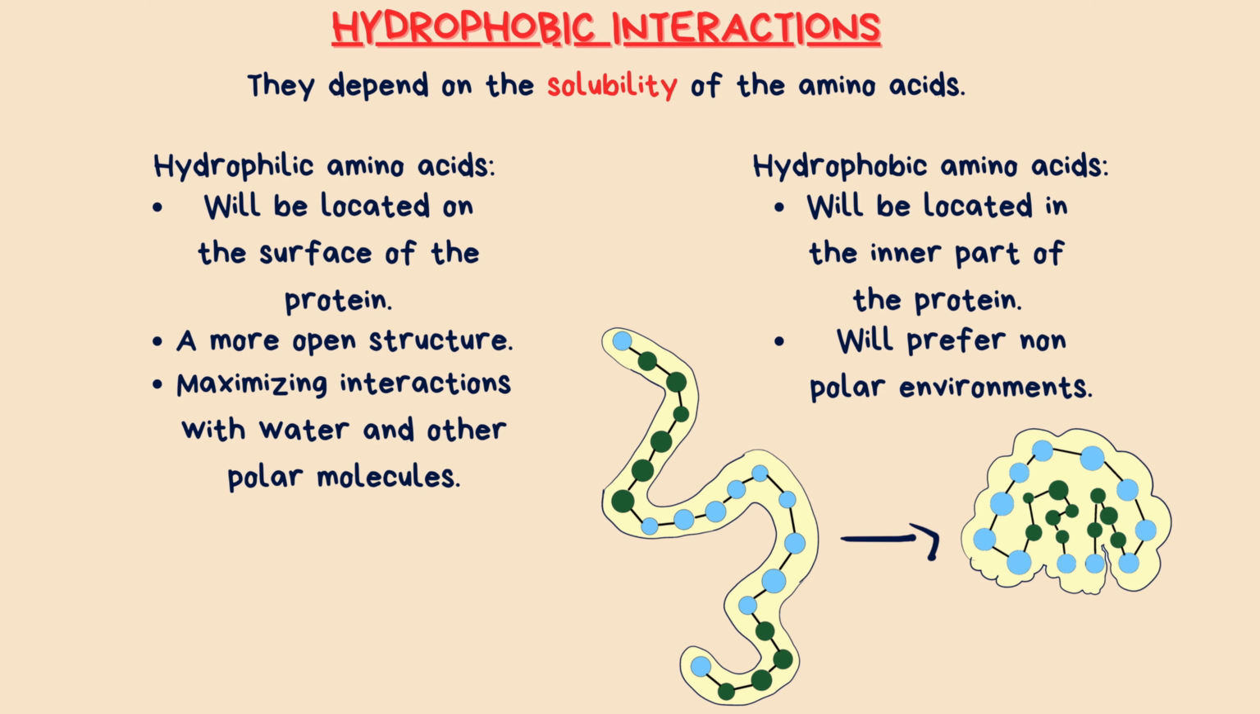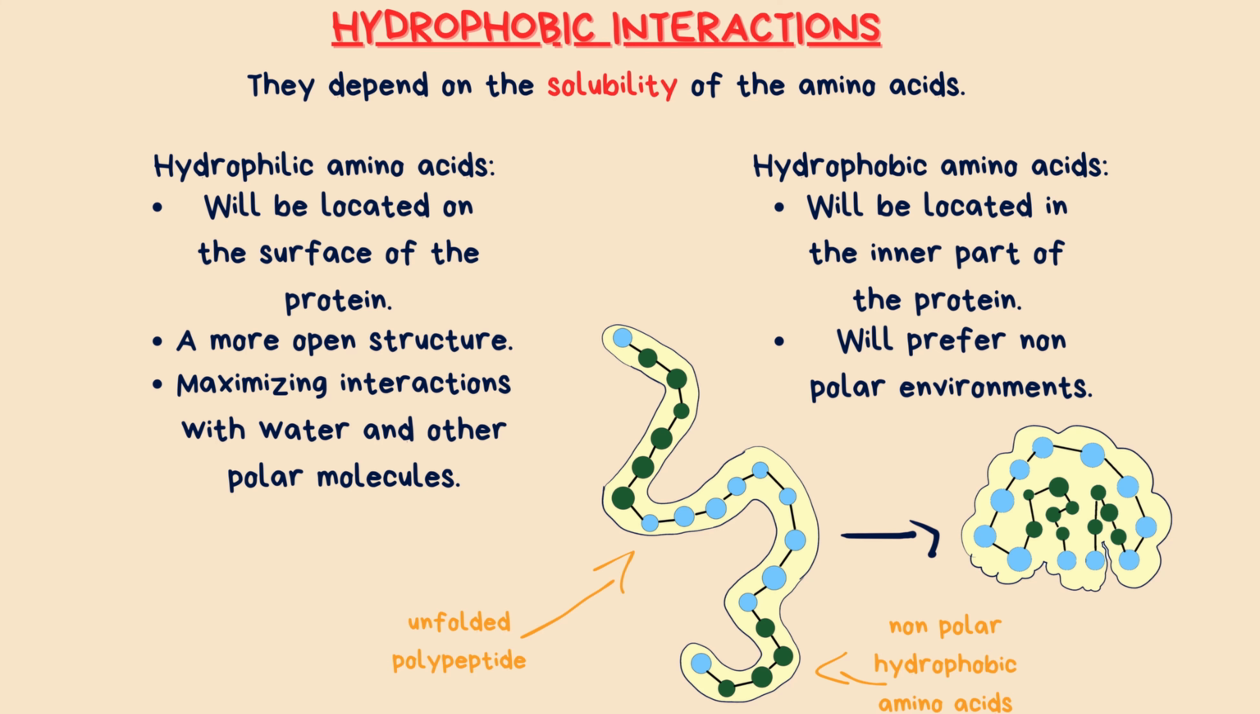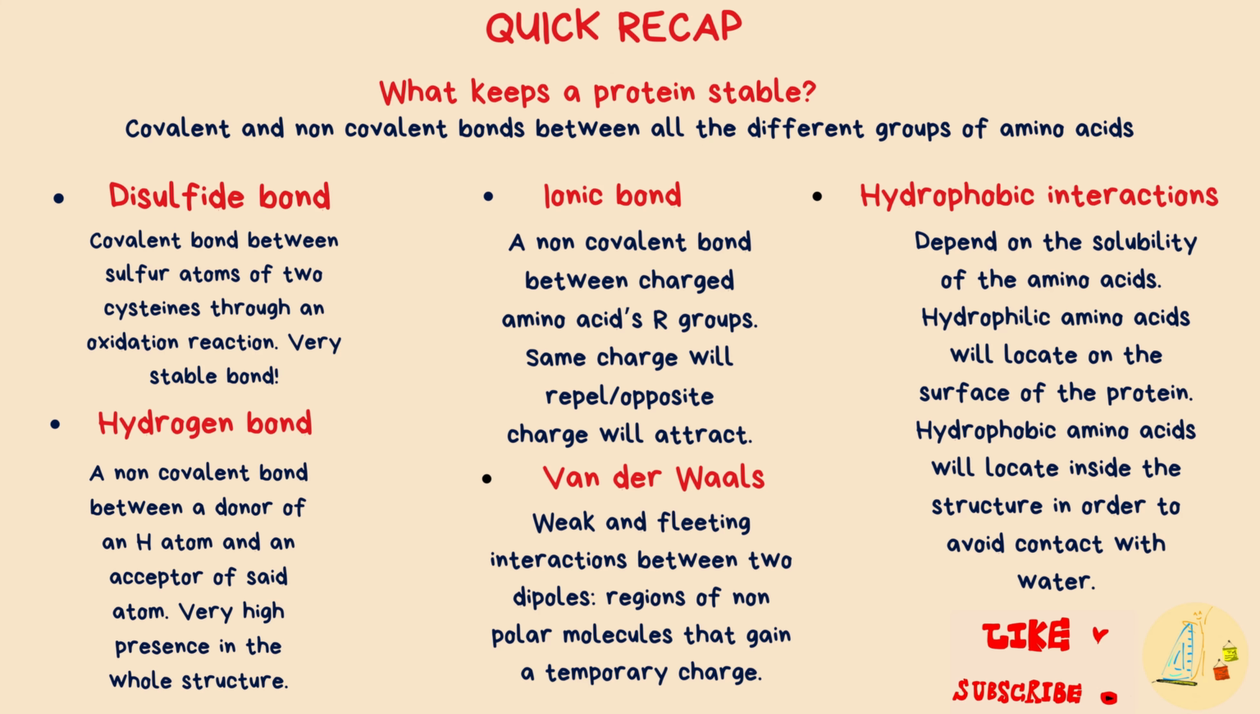You can better visualize it here. We have this polypeptide that is not folded. The green dots are the hydrophobic amino acids, the light blue dots are the hydrophilic amino acids. When the protein folds, as we said, hydrophilic groups tend to stay near the surface, while the hydrophobic groups cluster inside. And these are the bonds involved in keeping the proteins together, stable and functional.